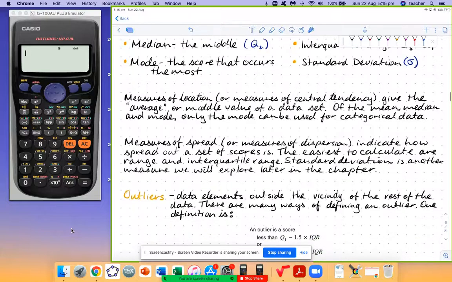Here's just a really quick definition of each of these. Measures of location, or we also call them measures of central tendency, so where the middle is, give the average or the middle value of a data set. So mean, median, and mode. Only mode can be used for categorical data. We can use mode for numerical data as well, but if we're only looking at categorical data, we can only use the mode to find where the average is.